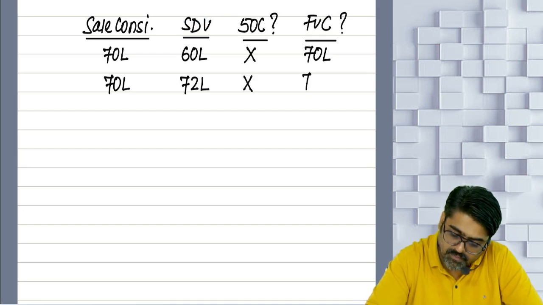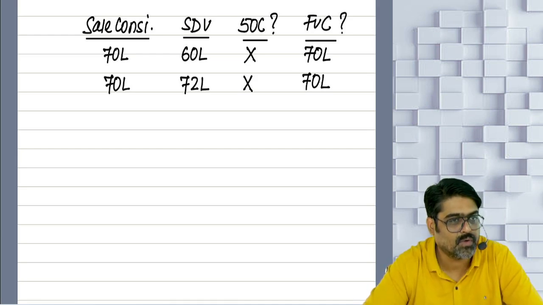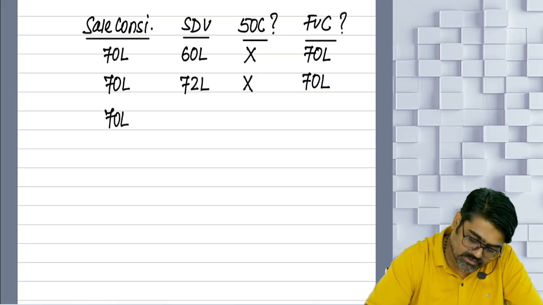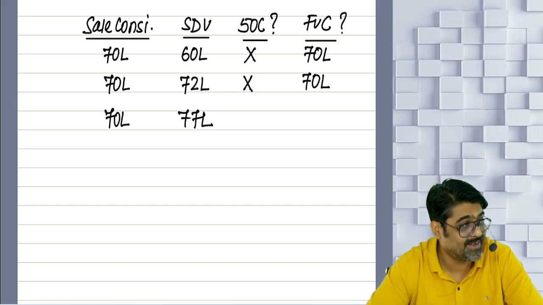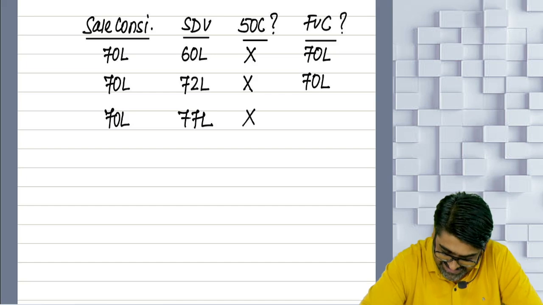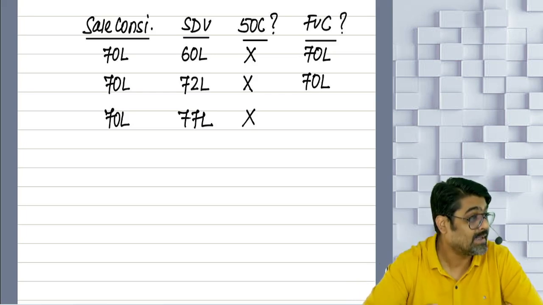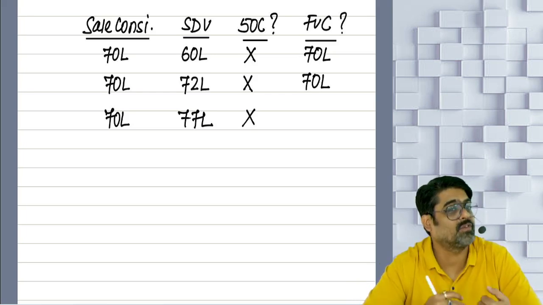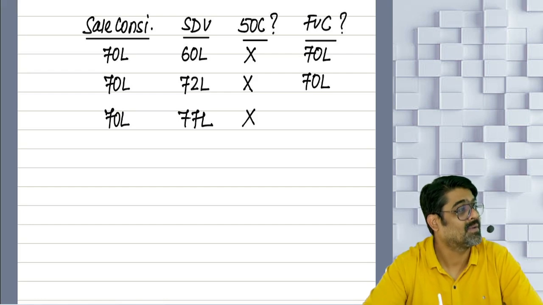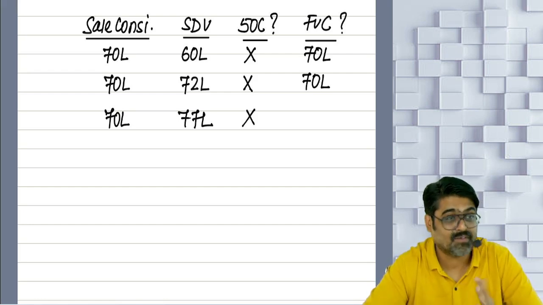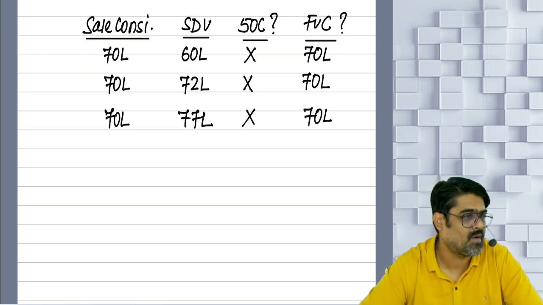And if 50C will not apply, then sale consideration will be taken as your full value of consideration. Yes or no, sir? This is 70 lakhs. This is 77 lakhs. 50C will not apply. Why? Difference is 7 lakh, which is not more than 10% of sale consideration. What is your sale consideration? 70. 10% of that? 7 lakh. Difference should be more than 7 lakh, but difference is equal to 7 lakh. 50C will not apply. 70 lakhs will be the full value of consideration.